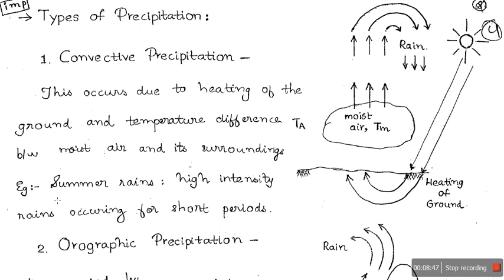Then only the condensation will happen. So what are the different ways it will go up? First one is convection. After heating of the ground surface in the summer season, the ground surface gets more heated, right? Due to the temperature difference between the moist air and its surroundings, it will go up. We know moist warm air has less density, so it will go up. After going up, the condensation process will occur and the rain will happen. The radiations from the sun will heat up the ground, the warm air will go up, condensation will happen here and the rain will happen.